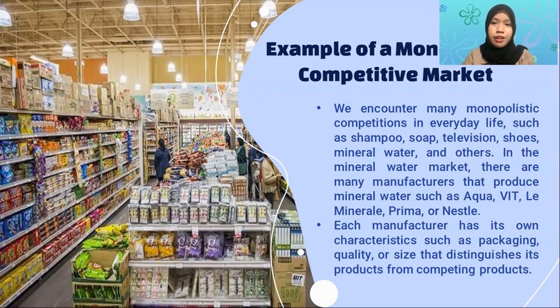Example of a monopolistic competitive market. We encounter many monopolistic competition markets in everyday life, such as shampoo, television, shoes, mineral water, and others. In the mineral water market, there are many manufacturers that produce mineral water, such as Aqua, Fit, Le Mineral, Primo, and Nestle. Each manufacturer has its own characteristics such as packaging, quality, or size that distinguish each product from the competition.